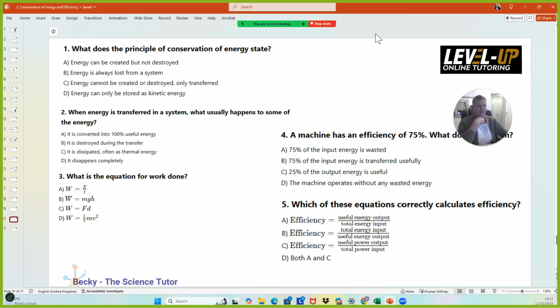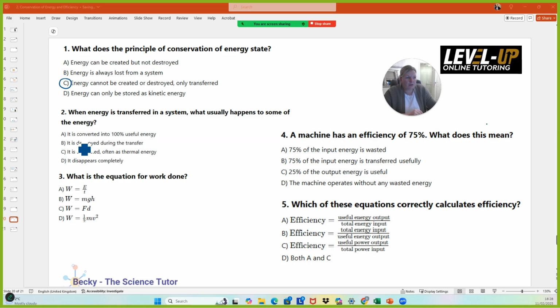Again, I'm liking this because most of you have got exactly the same, which makes me think you got it right. So I'll go through this nice and steady. Question 3. Number 1, the principle of conservation of energy states that energy cannot be created or destroyed, only transferred. No problem, Ethan. Thank you. So 1C. Number 2, when energy is transferred in a system, what usually happens to some of the energy? Some of the energy will often dissipate as thermal energy, so 2C.